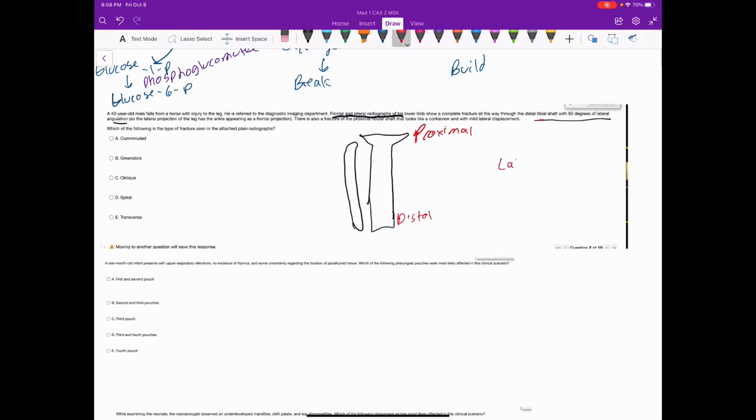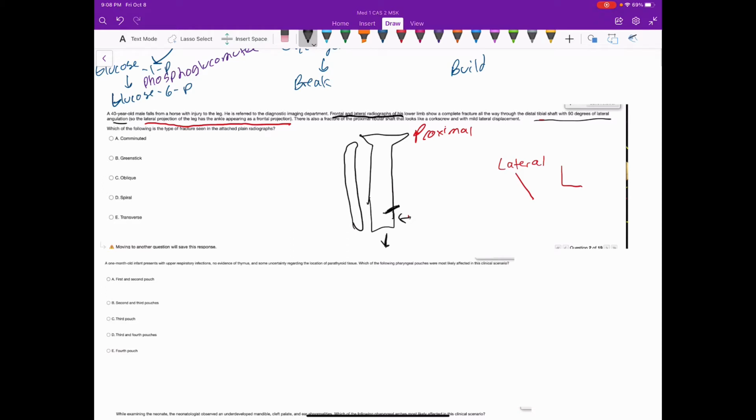So lateral angulation is going to be an angle, right? A 90-degree angle, so something like that. Okay, so where is this going to be? He's going to have an angle like that, right? A 90-degree angle coming across. Okay, so the lateral projection of the leg has the ankle appearing as a frontal projection. So this lateral side, let me delete this, is now going to appear like it's in the front. So something had a twist. This bone had a twist somewhere.